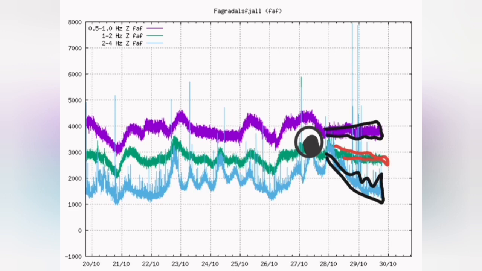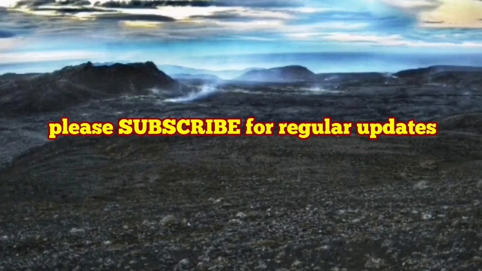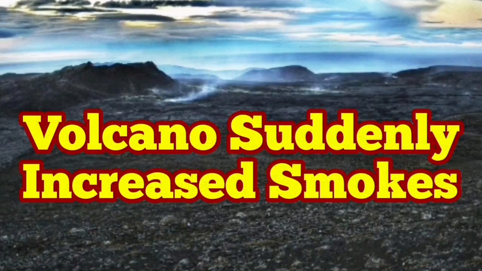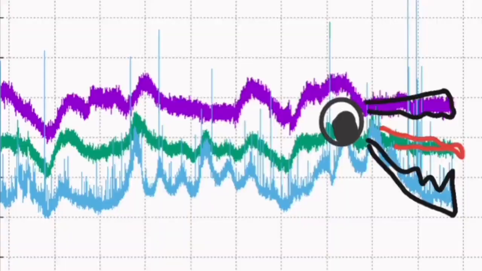A dragon lives in the volcano, and it has increased the amount of the smoke. All the time we thought it's magma. There is no magma in this volcano anymore. It's finished. There must be a dragon there.